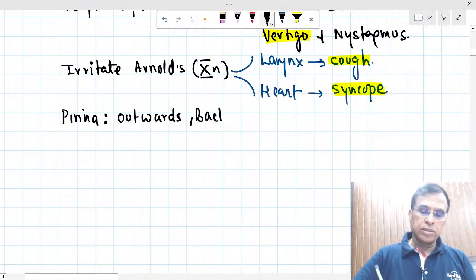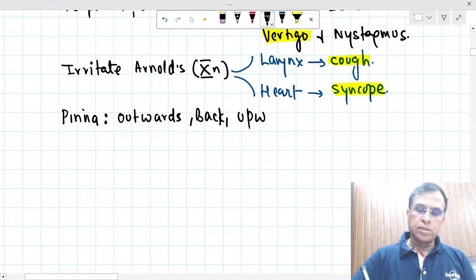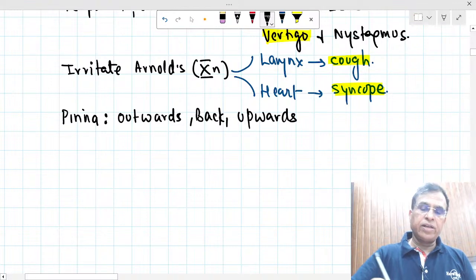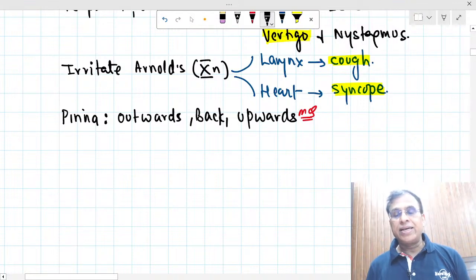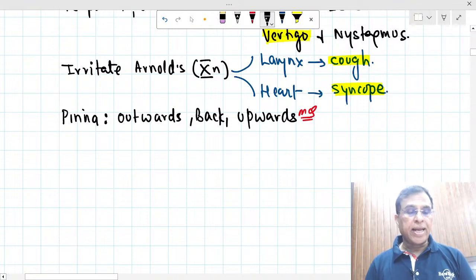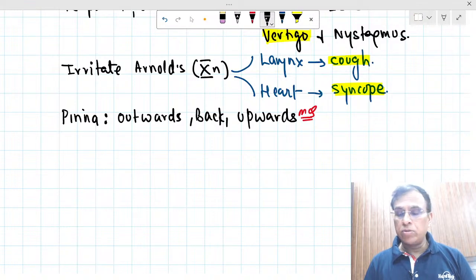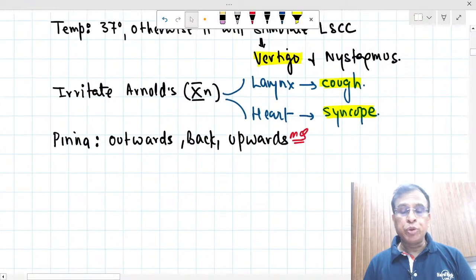backwards, and upwards. So remember this. Another very important MCQ. The pinna should be pulled upwards, backwards, and outwards to make the canal straight. And now the wax will come out, or the foreign body will come out more easily.